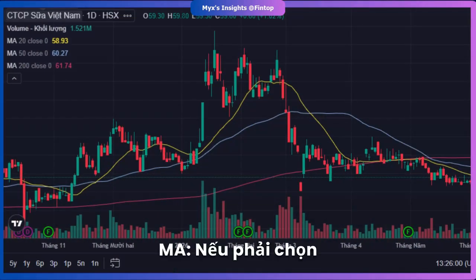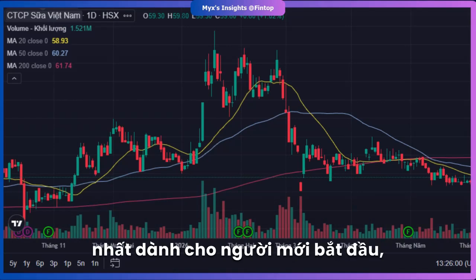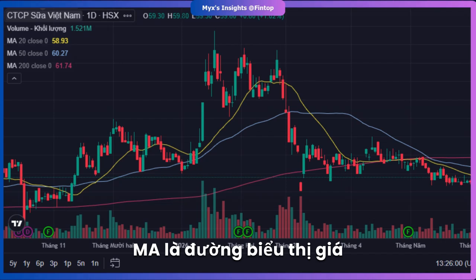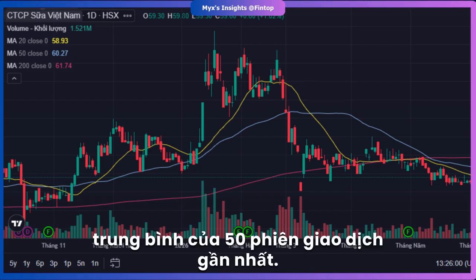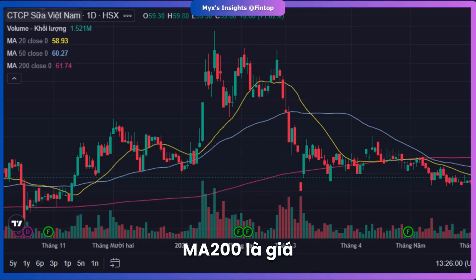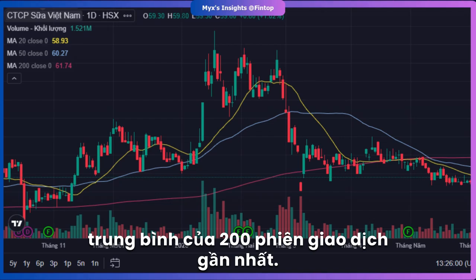1. MA, moving average. If I had to choose the most important indicator for beginners, I would choose the MA. MA, moving average, is a line that shows the average price of a stock over a specific period. For example, MA 20 is the average price of the last 20 sessions. MA 50 is the average price of the last 50 sessions. MA 200 is the average price of the last 200 sessions.